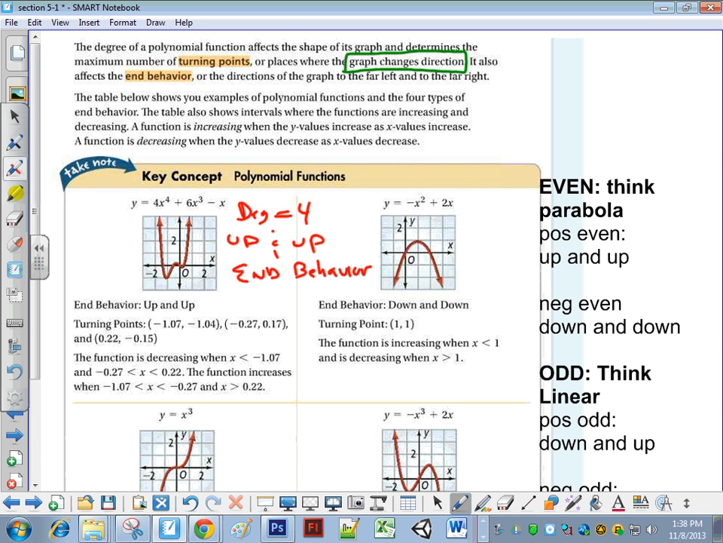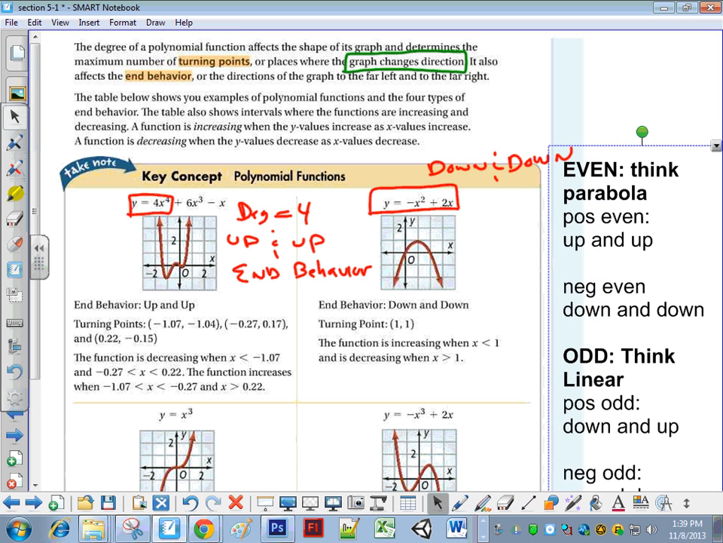Okay? Now notice the second degree over here. If we look down at that one, that was down and down because it started with a negative. So I have a fourth power here, but it was a positive 4, x to the fourth, and then the other one was negative 1 right here. So basically, if it's an even function, it's going to look like this.